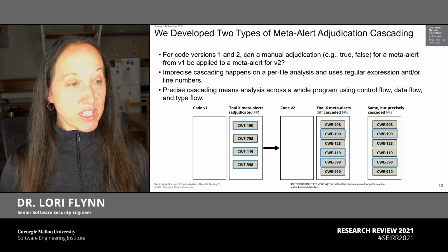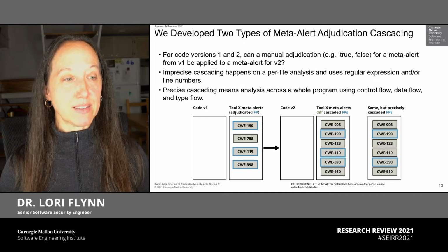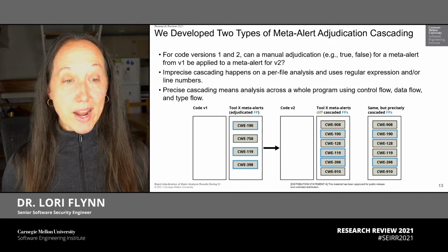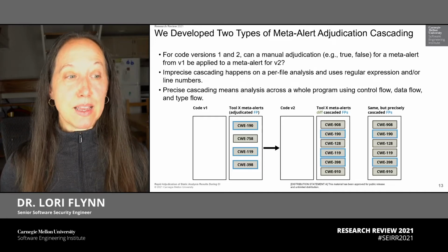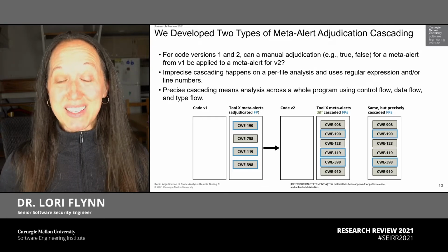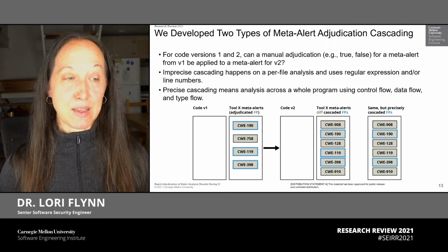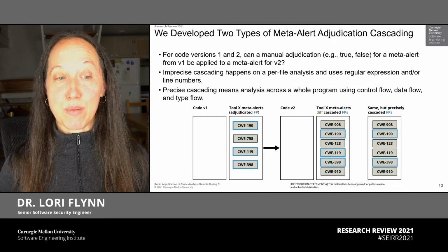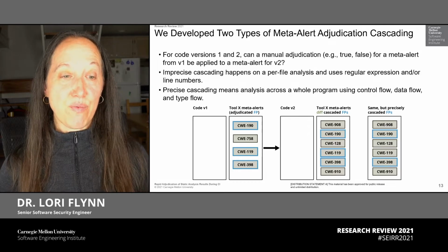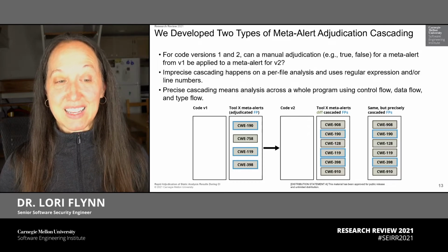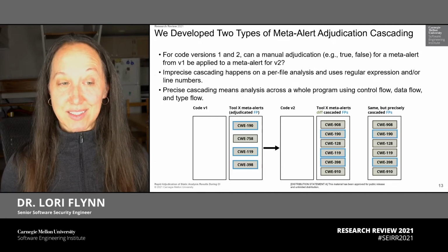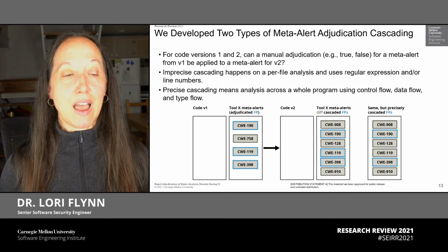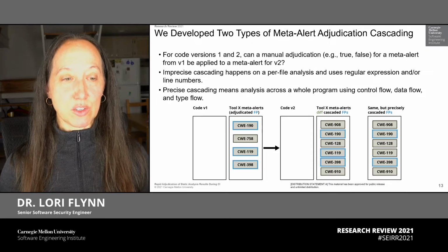So in this 2-year project, we worked with 2 types of cascading. Imprecise cascading happens on a per file analysis and uses regular expressions and/or line numbers. It's sometimes incorrect, but it's really fast. Precise cascading uses analysis across a whole program using control flow, data flow, and type flow. It's more correct, but takes a long time, which is an issue to consider during the short CI build times. So there are trade-offs of each method.